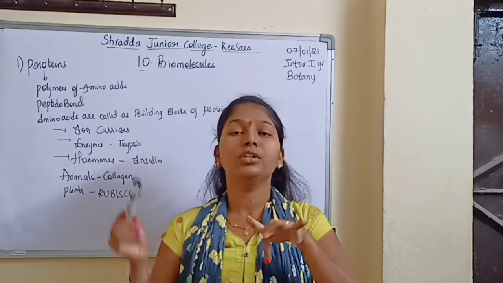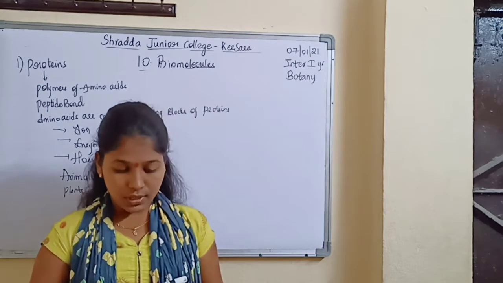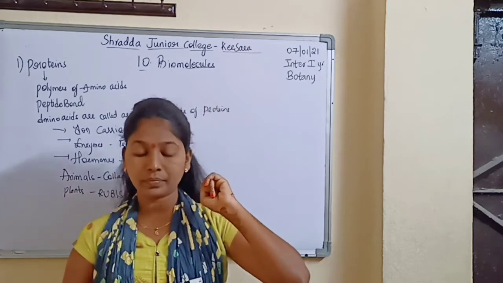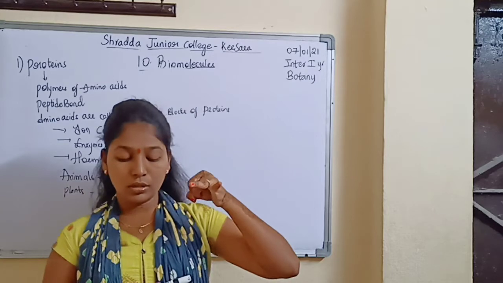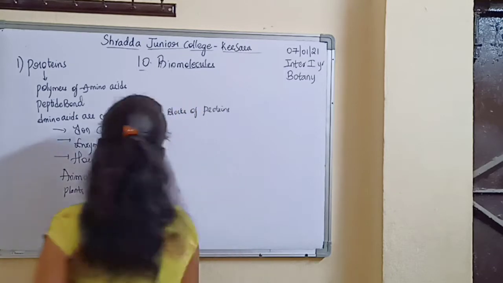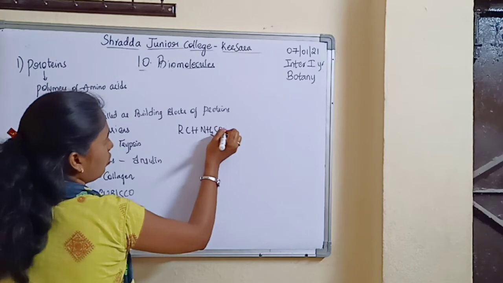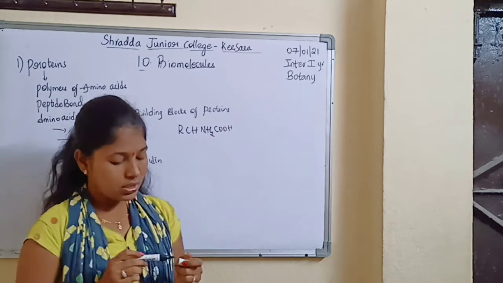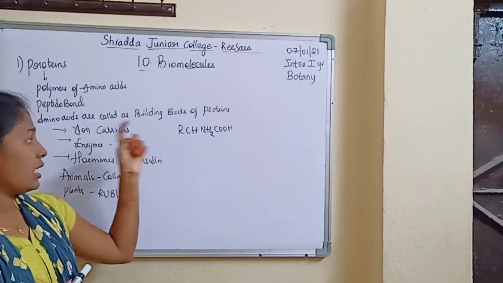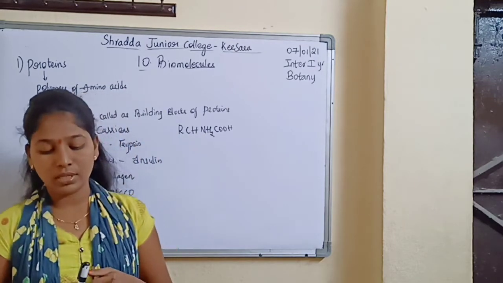The central carbon atom has four different valency groups around it. The four groups are a carboxyl group, a hydrogen group, an amino group, and an R group which is variable. So the molecular formula is R CH NH2 COOH, where COOH is considered a carboxyl group. The carboxyl group is present, the hydrogen group is present, and this R is variable. Each amino acid has its own type of R. Amino group is also present.